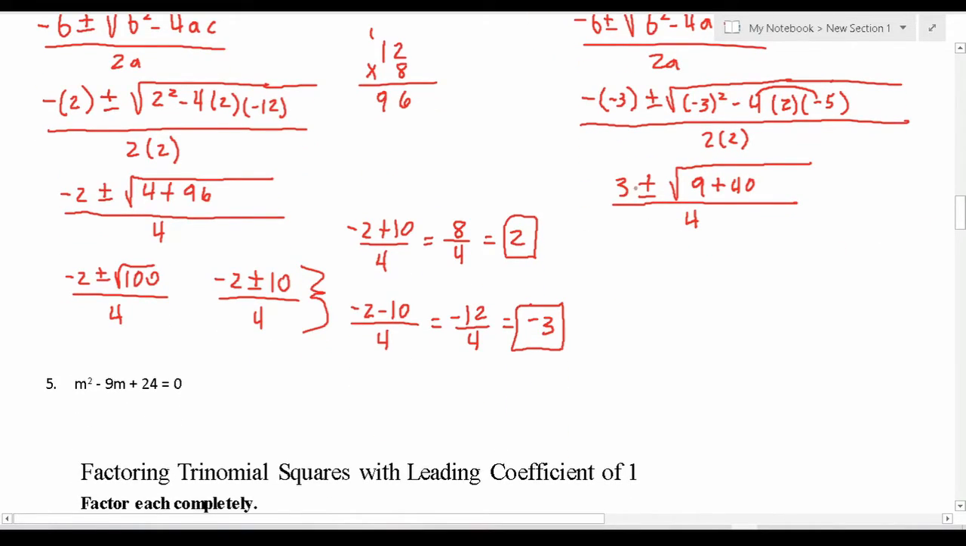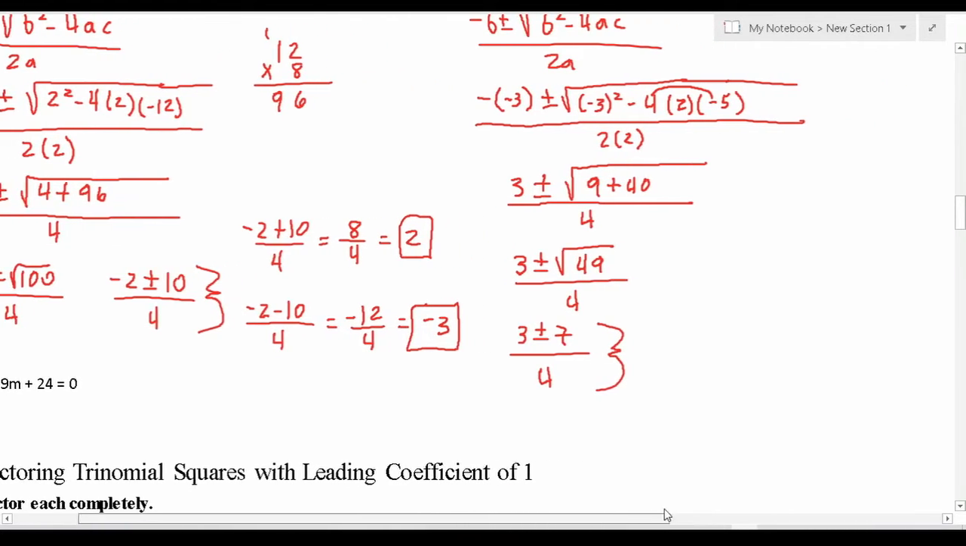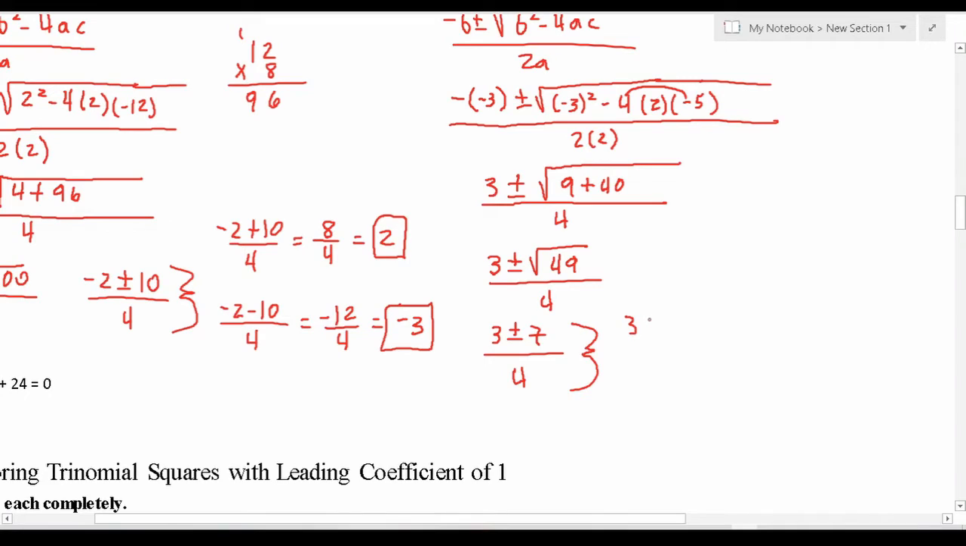Let's keep working this out. 3 plus or minus square root of 40 plus 9, which is 49, again all over 4. We should know the square root of 49 is 7, so this becomes 3 plus or minus 7 over 4. And again, this breaks into two different solutions, notably 3 plus 7 over 4, as well as 3 minus 7 over 4. Let's work those out.